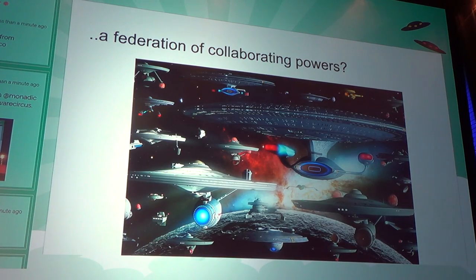is the foundation some sort of federation of collaborating powers? And the answer is, yeah, it is both of these things. Because the foundation lets people like eBay and Airbnb and Netflix work with Google and Amazon and IBM, and this is something that's actually very hard to do. They don't trust each other, so they need a mechanism to work together sometimes if they want to share code that's meant to be boring.